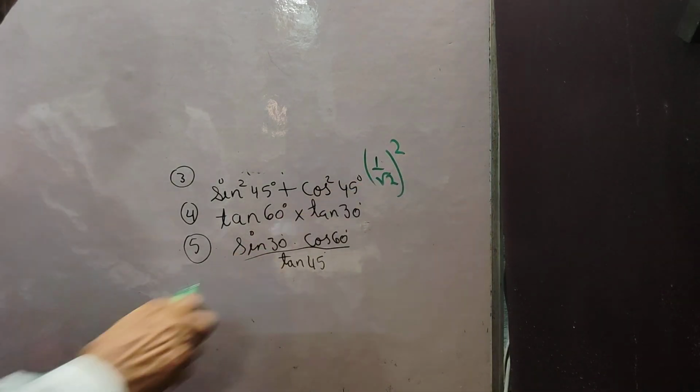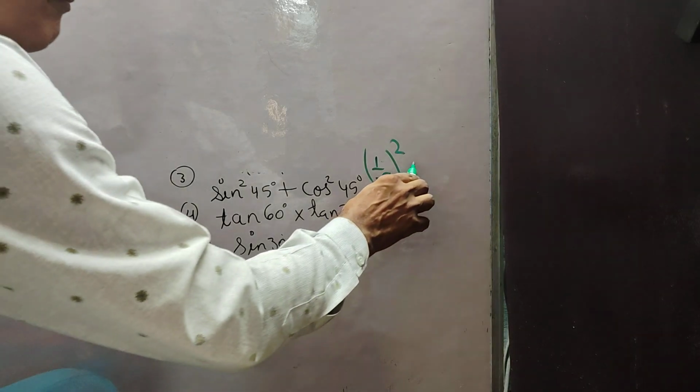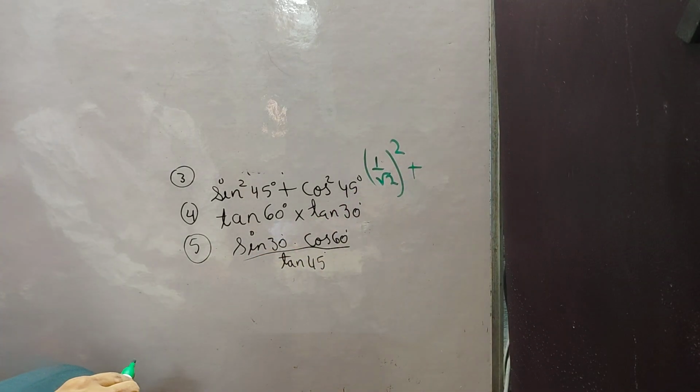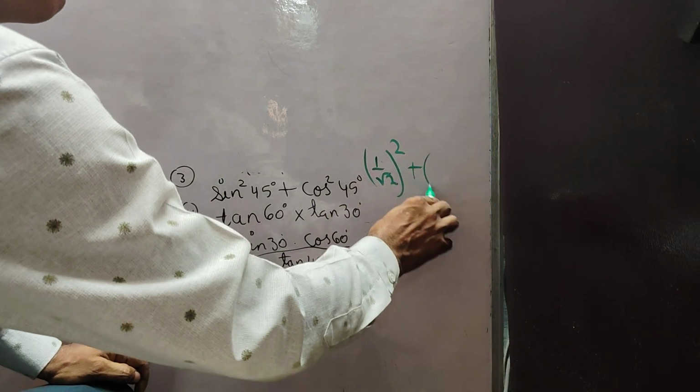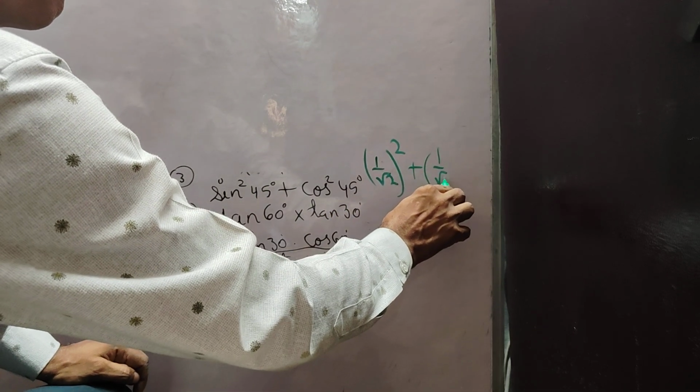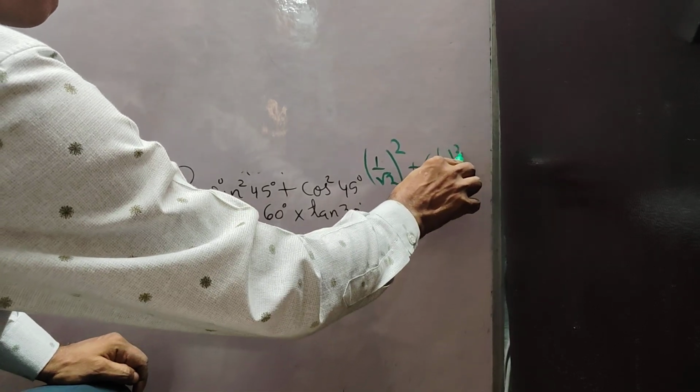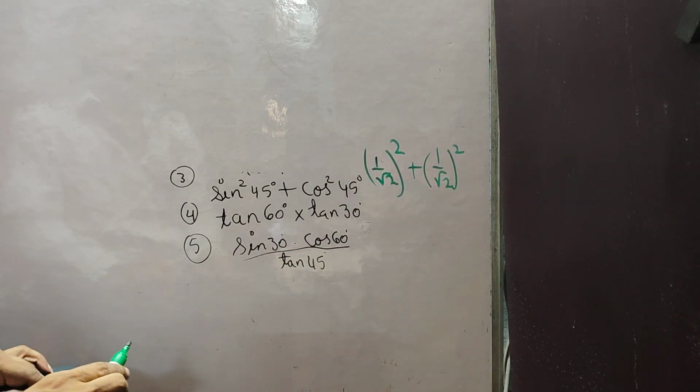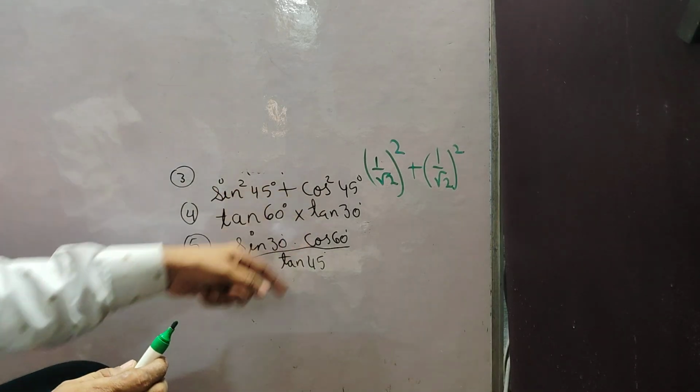Now cos 45 degree. What is cos 45 degree? That is 1 by root 2. Well, cos 45, not tan 45.